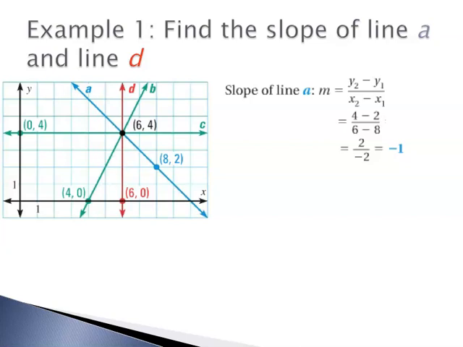Alright, now let's find the slope of line D. Now, while I know that it is a vertical line, and that must mean it has an undefined slope, let's see how we actually get to that. So you can see the 2 points that D goes through, 6, 4 and 6, 0. Let's go ahead and apply the formula. So y2 minus y1, I have 4 minus 0, and then x2 minus x1, I have 6 minus 6. That leaves me with 4 over 0. And since we have a 0 in the denominator, we have an undefined value here, which means that the slope of line D is undefined.